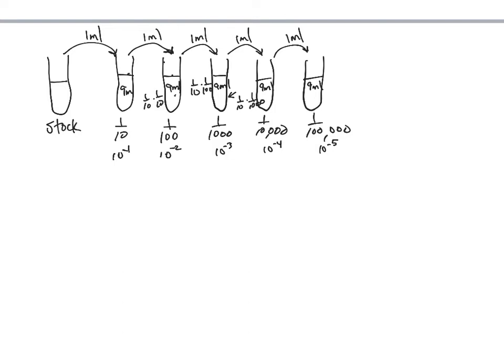Then we have to figure out, remember, the reason we do these dilutions is because we don't know which one is going to give us a countable range. If we knew that, we could just dilute it all at once and it could be easy. But we're going to take out 1/10 of a mL, remember?